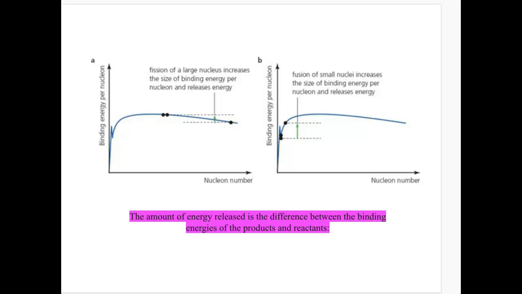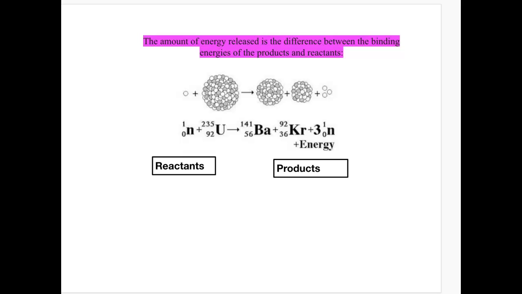We're going to calculate the amount of energy given off. Now, as a nucleus changes from having a smaller size to a larger size, its binding energy per nucleon changes. There is an emission of energy. Now, the amount of energy released is the difference between the binding energies of the products and the reactants. And first, you need to have a very clear idea of what those are.